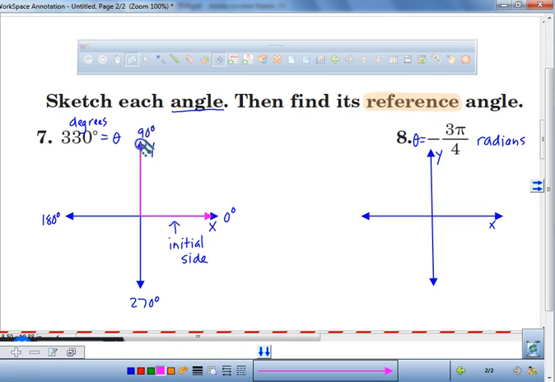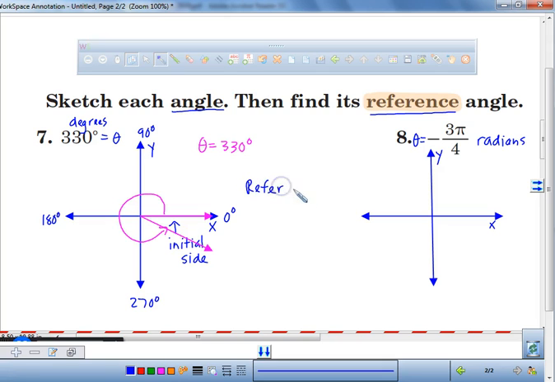How many degrees have I gone? 90, 180, 270. Oh man, I should have written initial side somewhere else, because right over here, how many more degrees do I have to go? I have to go 60 more degrees. Let's just pretend that from this initial side all the way around is 330 degrees. So theta was 330 degrees, and we're asking you to find what's called the reference angle.